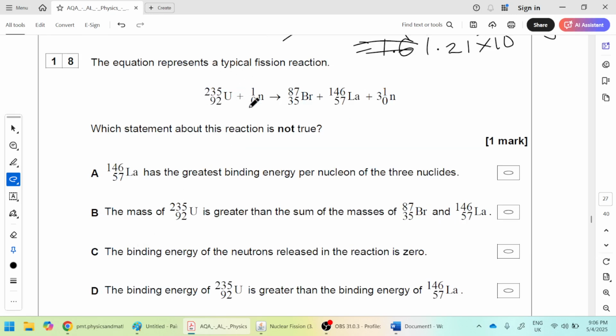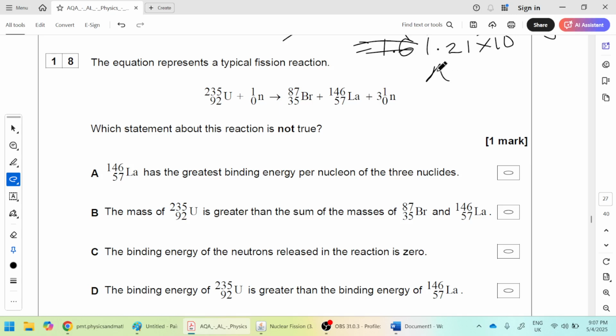A neutron is colliding with a uranium nucleus, making it unstable and making it break into pieces, releasing 3 more neutrons. Which statement about this reaction is not true? Let's go through this bit by bit. I think 146 La has the greatest binding energy per nucleon of the 3 nuclides.